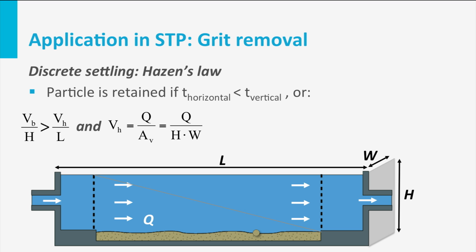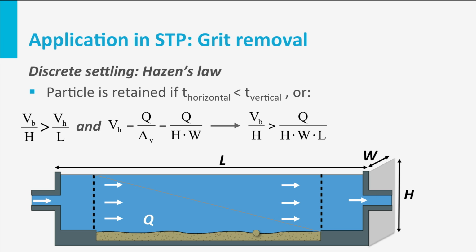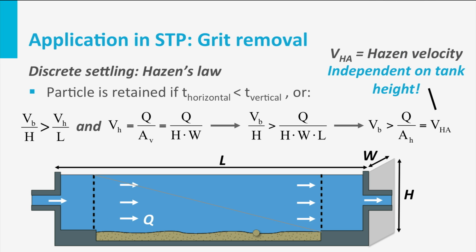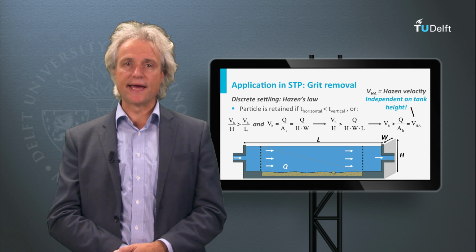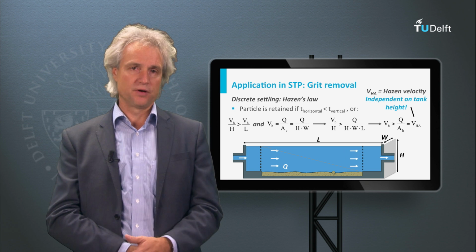In other words, the ratio of settling velocity to the height must be larger than the ratio of horizontal velocity to the length. Since the horizontal velocity is determined by the Q and the vertical surface, or height-width dimensions, the settling velocity must be larger than the surface velocity, which is the Q divided by the horizontal surface. The maximum allowable horizontal surface velocity, or hydraulic surface load, is also called the Hazen velocity. Interestingly, this Hazen velocity is independent of the height of the grit chamber, as can be deduced from the above formulas.